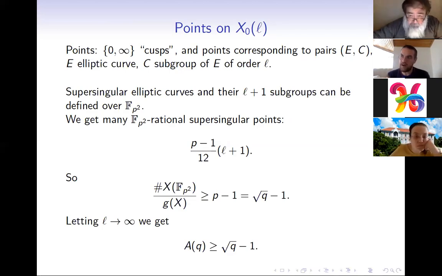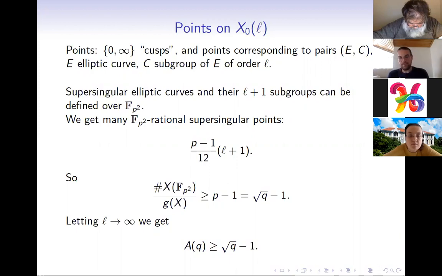So if you want to say there are these points, all you need to do is point at those objects that they classify. And in this particular case, we expect, or the result says, that you will get many points over a quadratic extension of Fp. Where do they come from? We know that supersingular elliptic curves together with their subgroups of order L can be defined over a quadratic extension. So they will always have a J invariant in Fp squared, and also the cyclic subgroups that form this additional structure will also be defined over Fp squared.